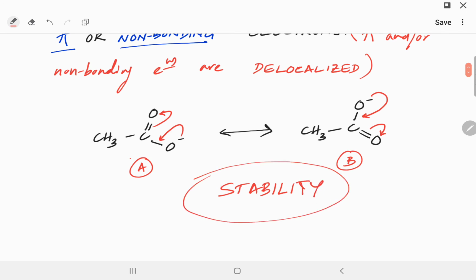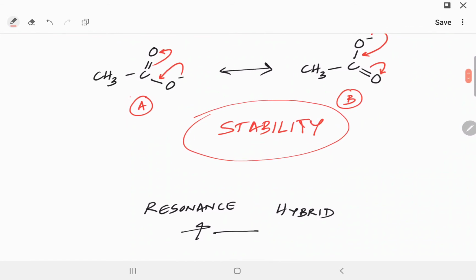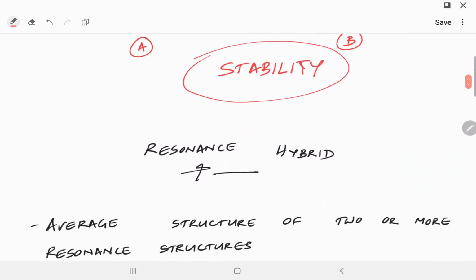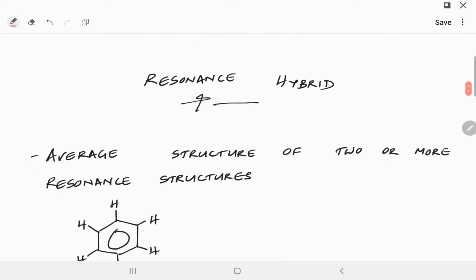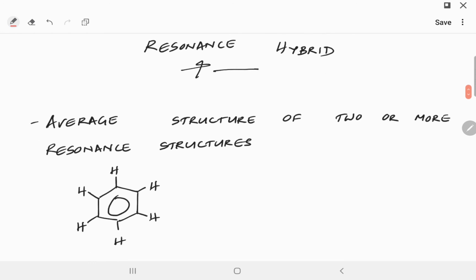Stability. All right, so next, there is another term that goes with resonance structures. We call it resonance hybrid. Whenever you have multiple resonance structures for a chemical compound, those resonance structures actually are hypothetical. The actual structure is a hybrid, or you can say it's an average of all of those other resonance structures. So the average structure of two or more resonance structures is called the resonance hybrid.